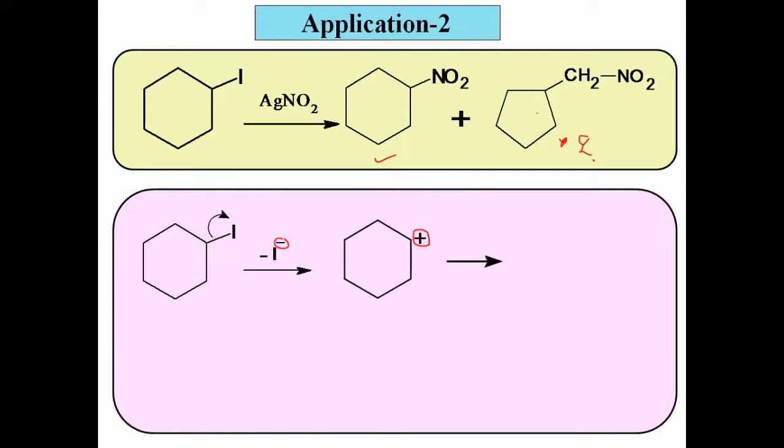But we will see how the 5-membered cycle is formed. Now see what happens here. In the first step, the bond between carbon and iodine undergoes breaking. There is a loss of iodine in the form of I minus. Now that carbon, the carbon of the cycle, acquires a positive charge. Now this carbocation undergoes a specific type of rearrangement. Let us see how the rearrangement occurs.